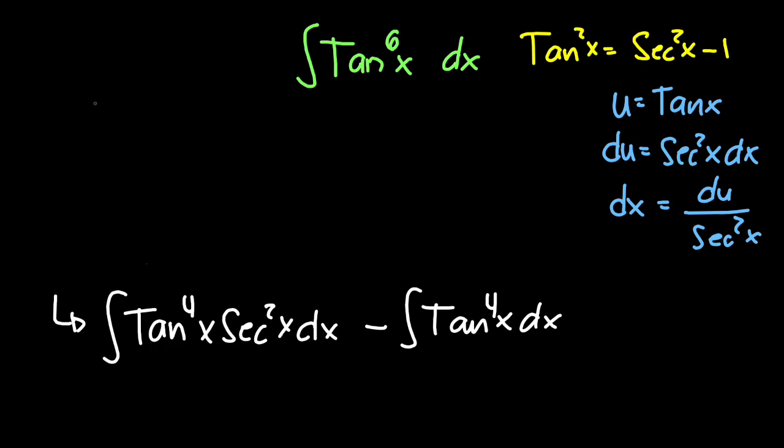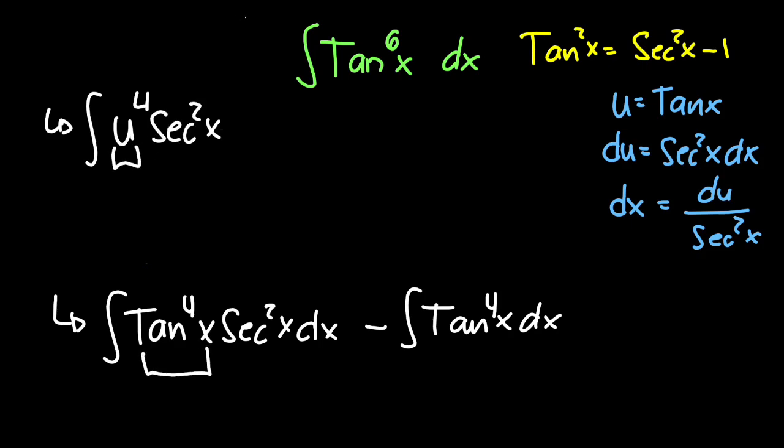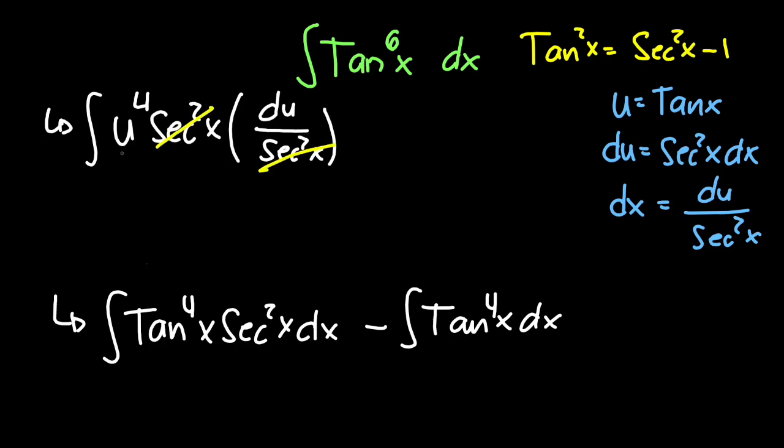By substituting it, this would be the integral of u to the power of 4 multiplied by secant squared of x. Know that u to the power of 4 corresponds to tan to the power of 4 of x. And multiply it by dx, which is equal to du over secant squared of x. You can see secant squared of x would cancel, which leaves you with a value of u to the power of 4 of du.